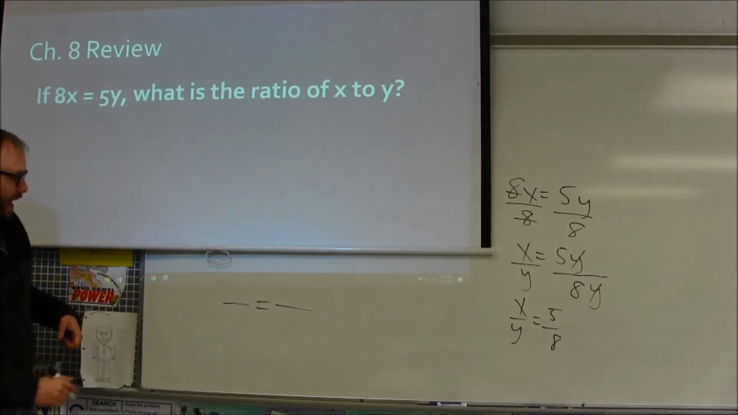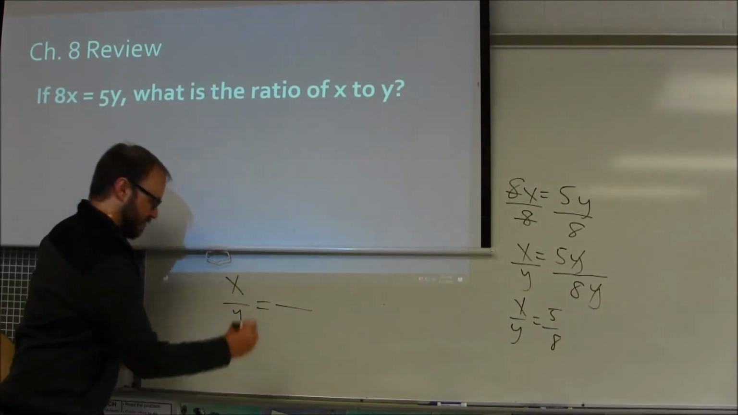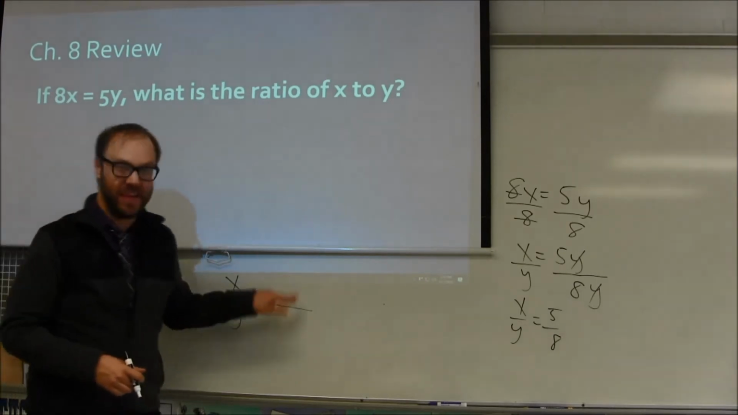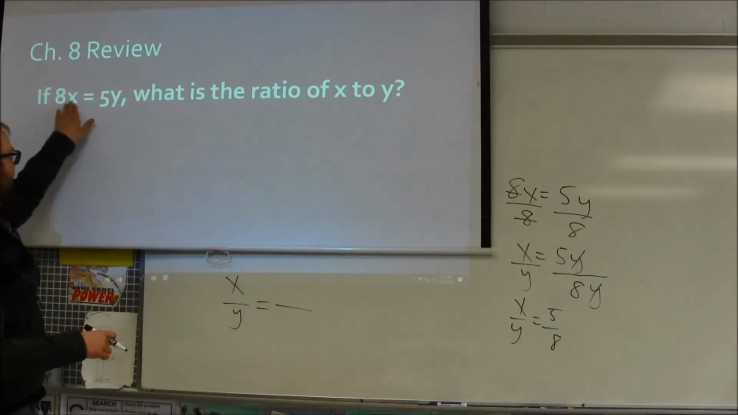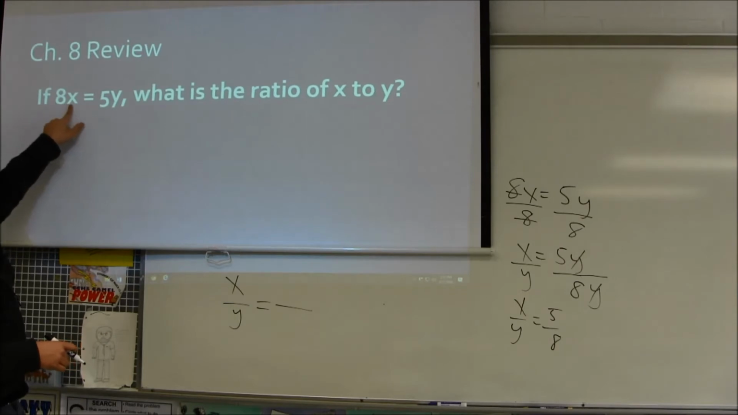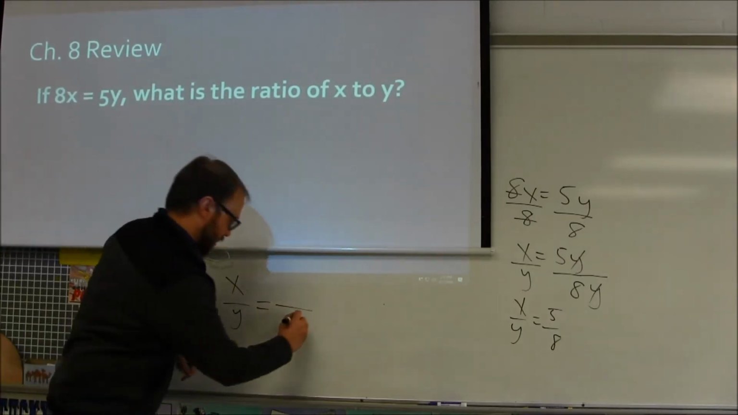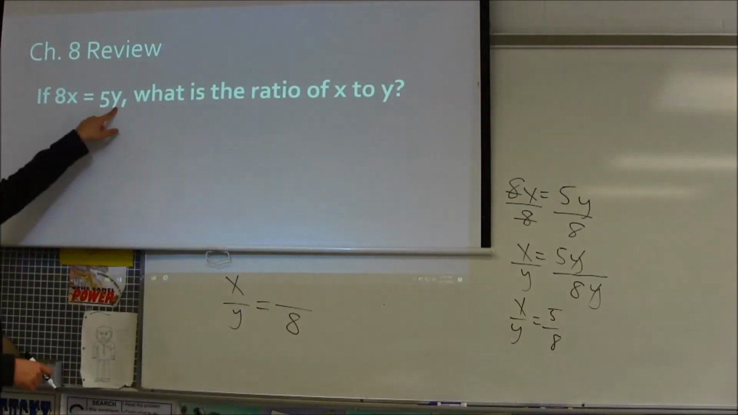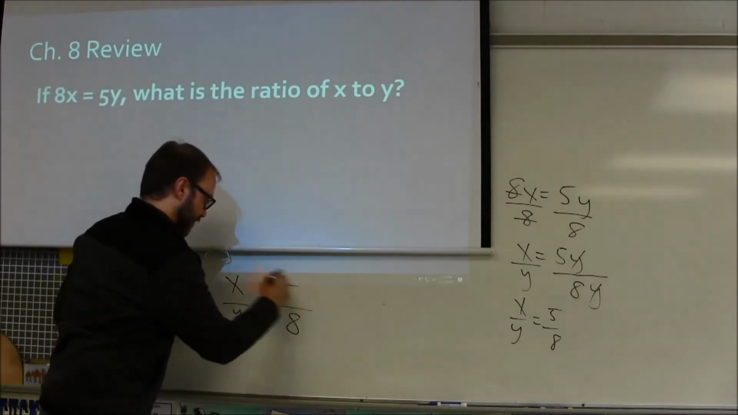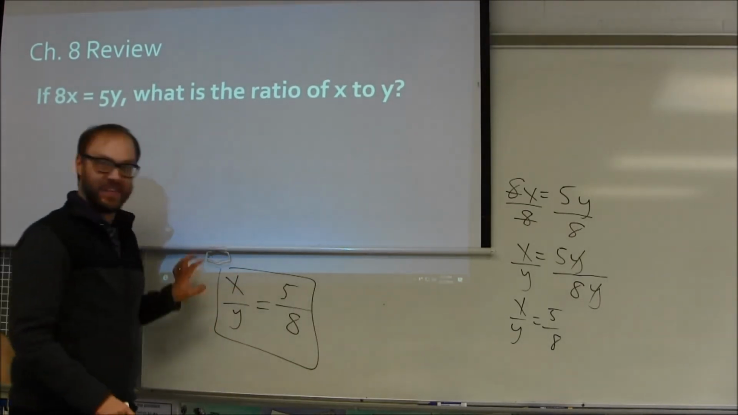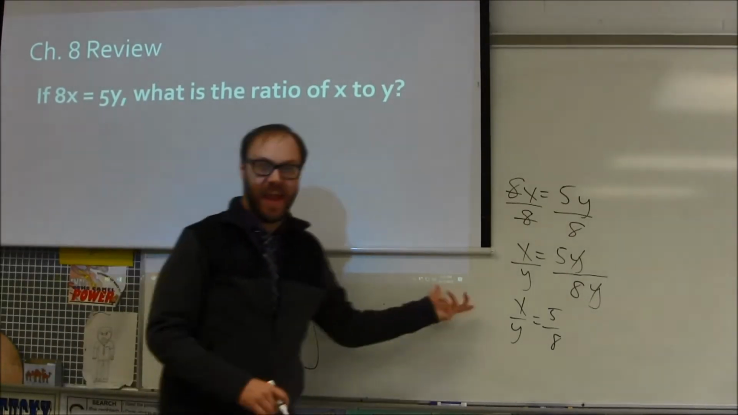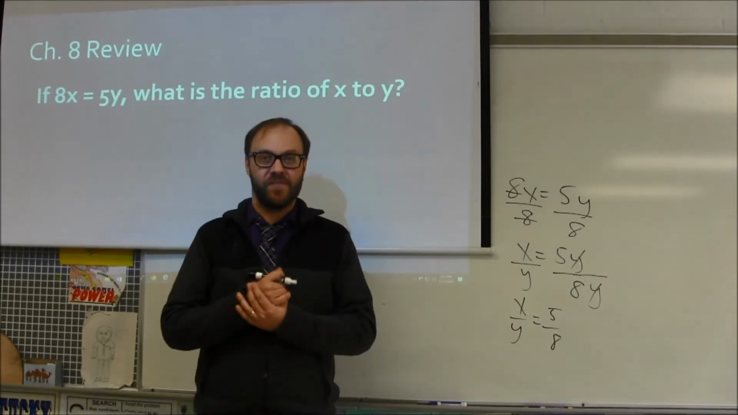So I want x over y. Why not go ahead and fill that in and just figure out where things need to go in my proportion to get that cross product. So x needs to be multiplied by 8. Y needs to be multiplied by 5. And you notice we get the same ratio here that we had in the previous example. So either one is fine.